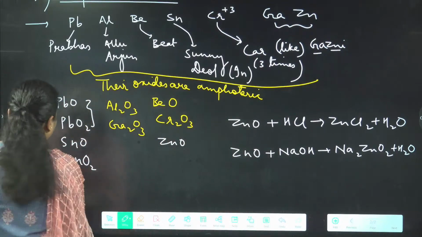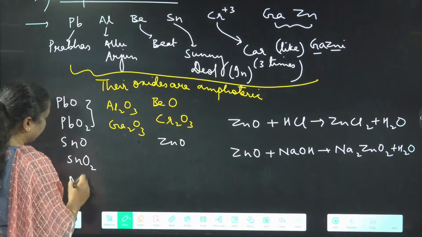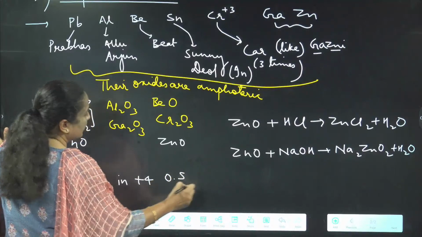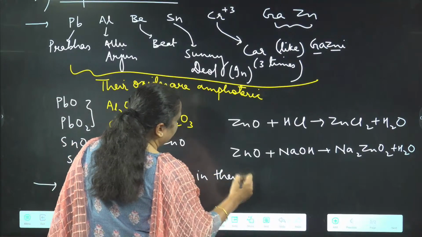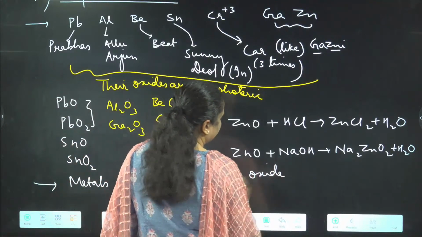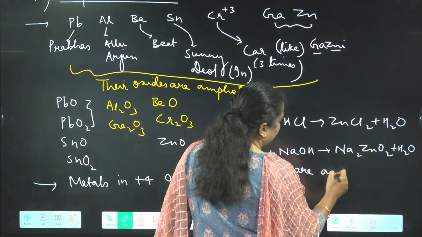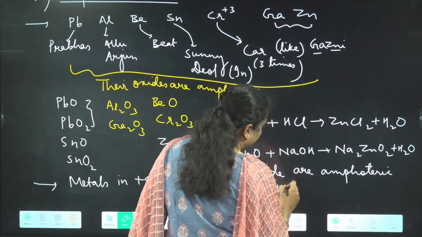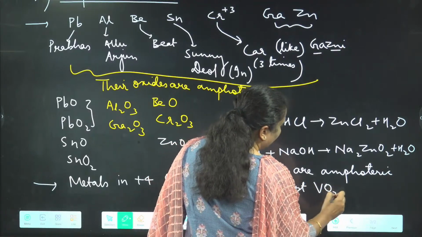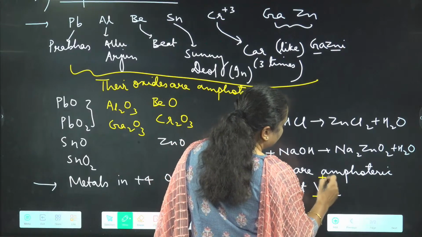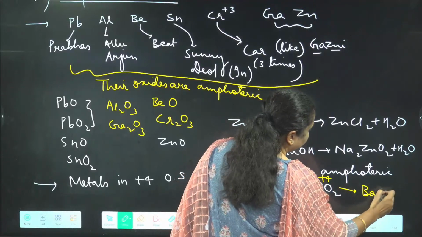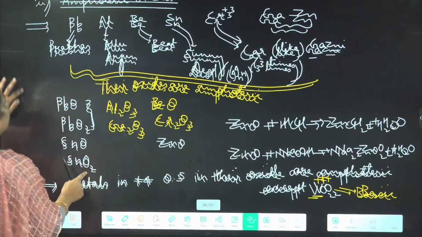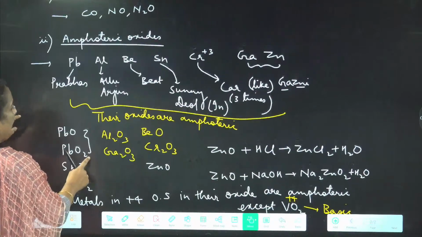Okay. Now here there is one more point for amphoteric oxides. Metals in +4 oxidation state in their oxide are amphoteric, except VO2. Here vanadium, right, +4. This is basically basic. So do remember that. Please write this down, then we'll proceed further. Neutral oxide I have written above.